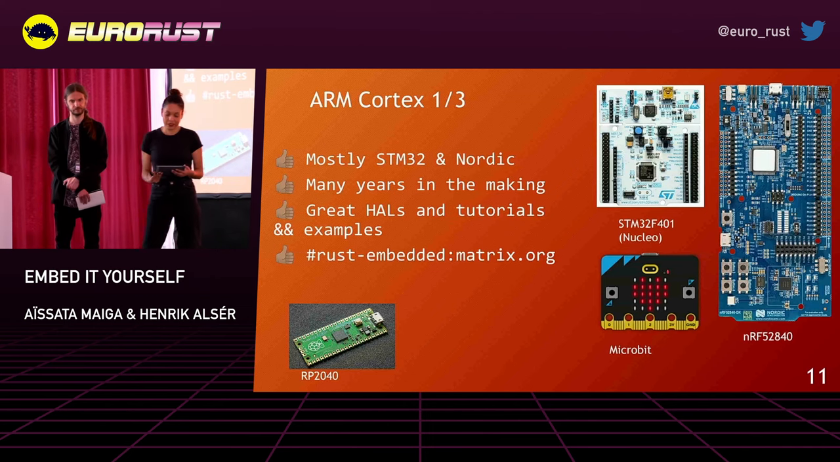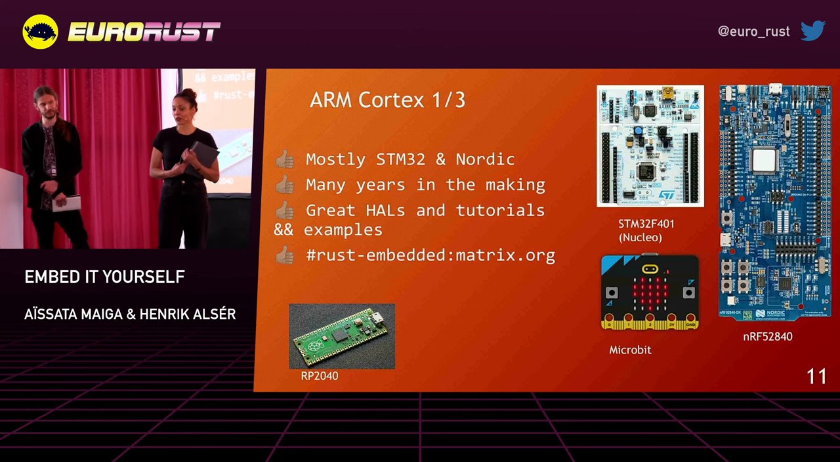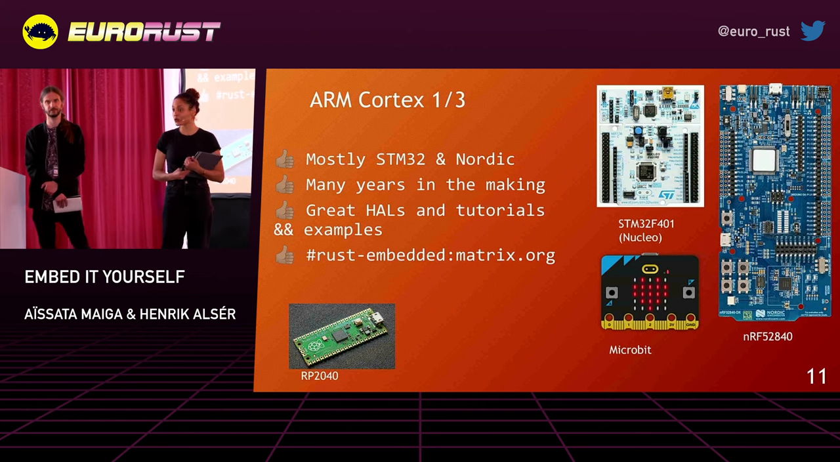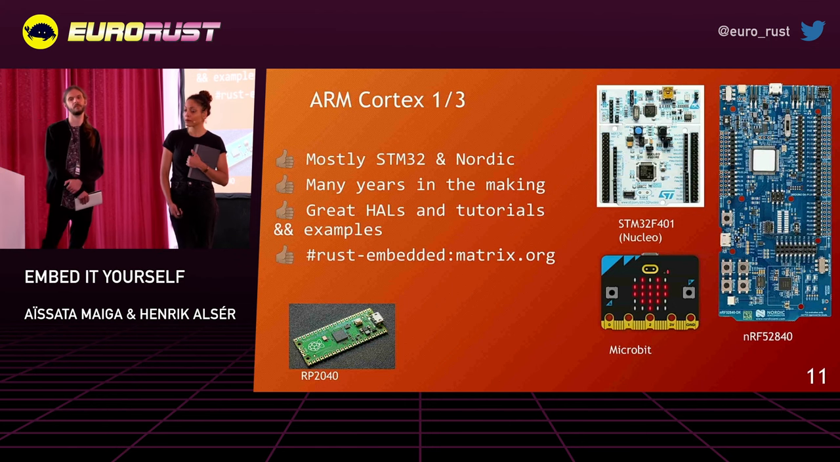The ecosystems. A colleague always jokes that Rust support is excellent as long as you stay in Cortex-M, and this is true. We're working on it, but it's still true. So the lion's share is STM32 and NRF52. They have been many years in the making. So I took those examples at Ferrous Systems, who have training material on NRF52840.